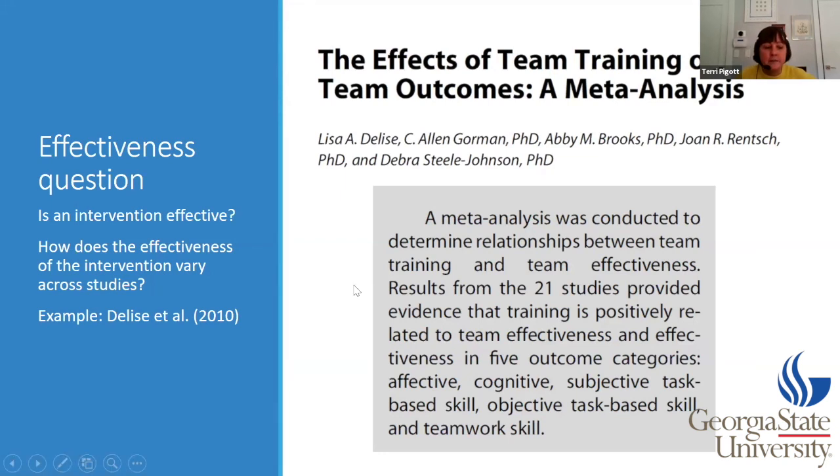And so we'll be looking a little bit more deeply at the results of this particular meta-analysis, but this is an example of a meta-analysis that might look at a specific intervention, in this case, team training, and then outcomes related to team training. And they have a whole set of outcomes here that cover affective, cognitive, and teamwork skills and so forth. So that's an example of a meta-analysis in the business and management literature that might be focused on the effectiveness of some intervention.